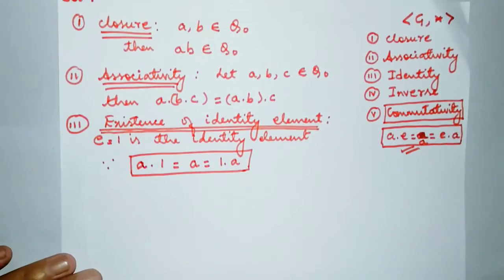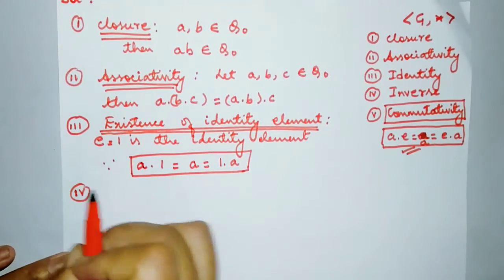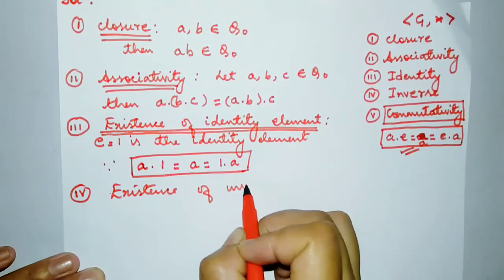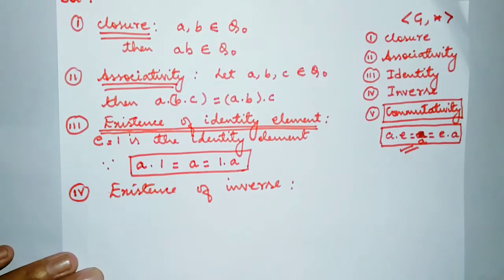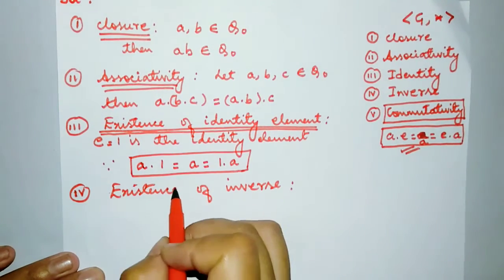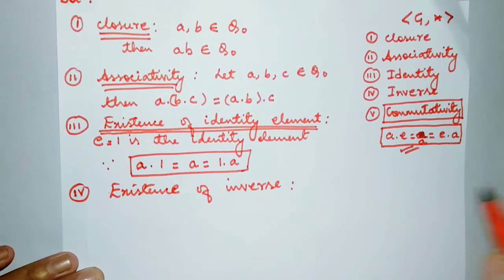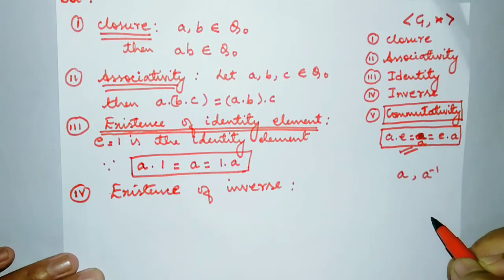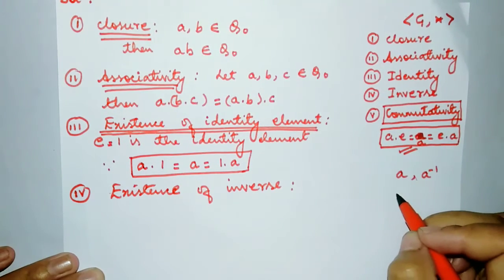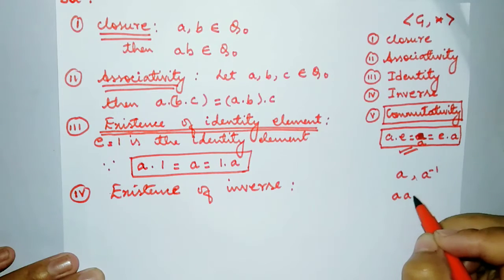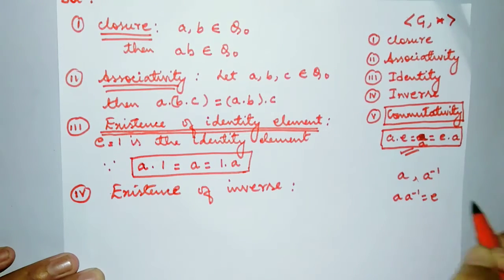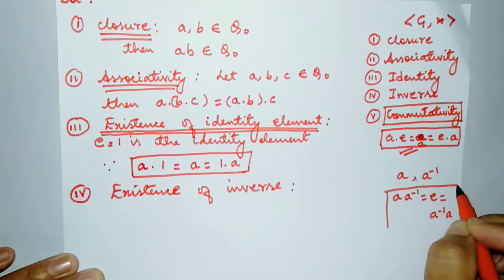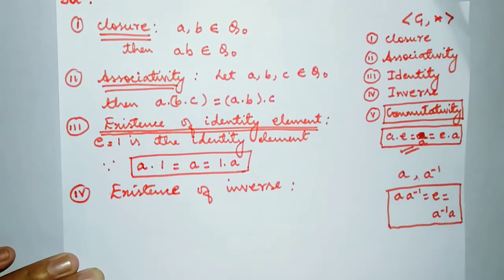Now we check for the existence of inverse. Now, for the existence of inverse, find the inverse of an element. Let's say that the element is A and its inverse is A inverse. Find this inverse such that when you multiply A with A inverse, that one is always equal to E, which is equal to A inverse into A. If we can find this, that means there exists an inverse.